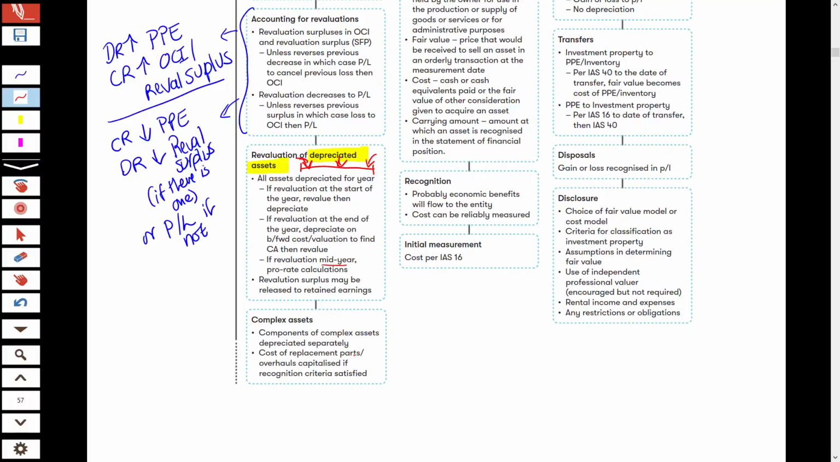Complex assets are assets which consist of a bunch of different parts, different components. It's just really saying that we can treat them as separate assets.